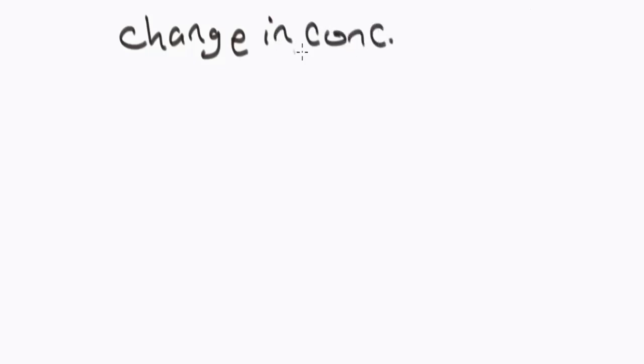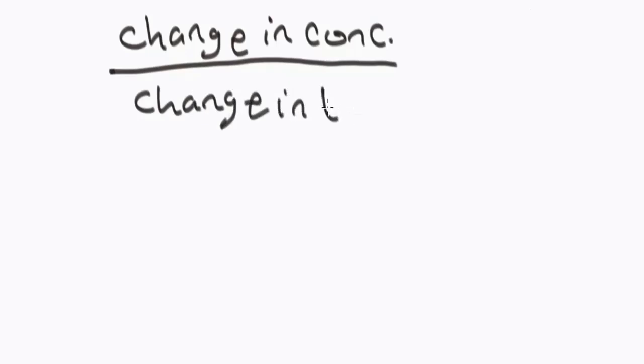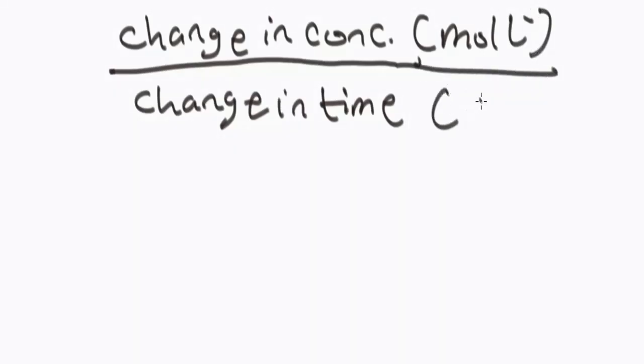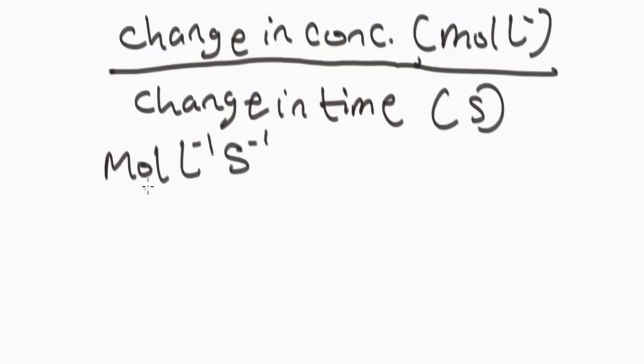Now, in chemistry, rate of reaction is basically calculated using this formula: change in concentration over change in time. Change in concentration has the unit mole per litre, whereas change in time has the unit seconds. So we bring everything together. The unit of rate of reaction will be mole per litre per second. So this will be the unit of rate of reaction.